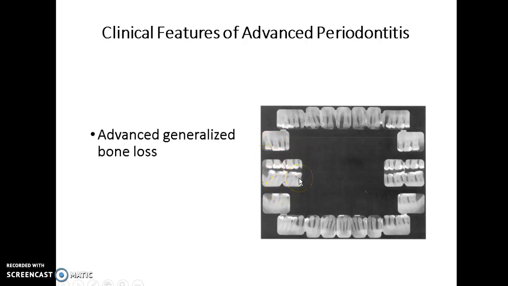These are the vertical bitewing radiographs again, and we have generalized bone loss again on the bottom. The lower incisors are barely in the bone, and I would imagine they have a high degree of mobility.